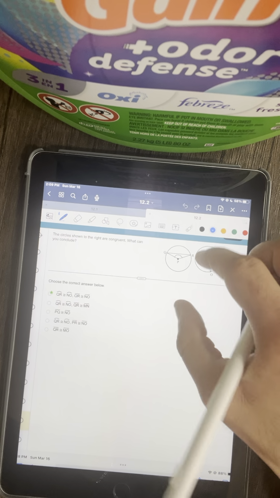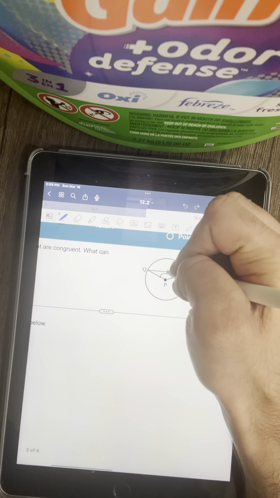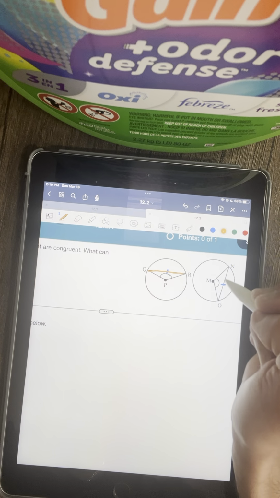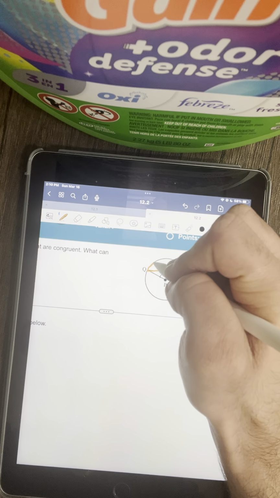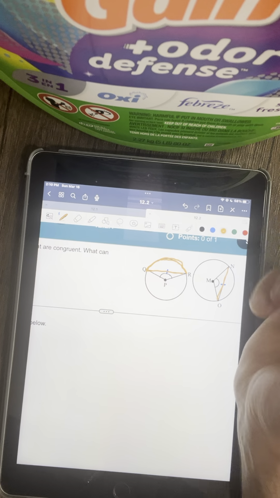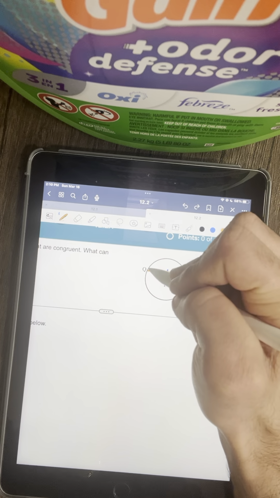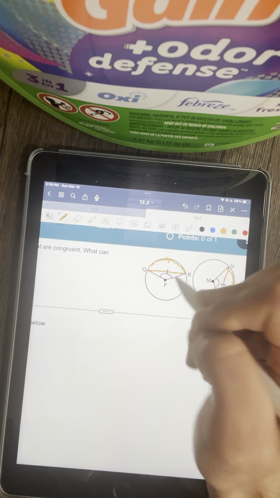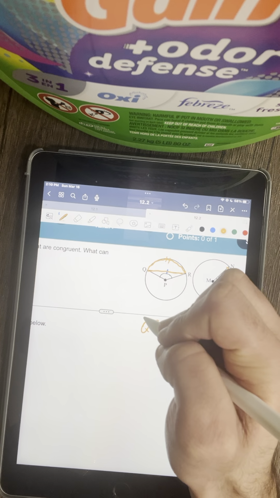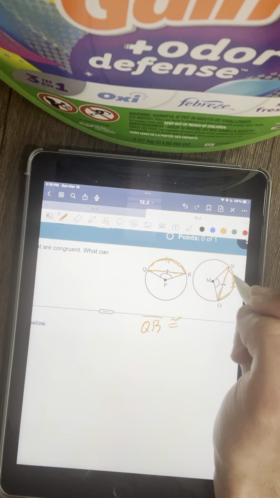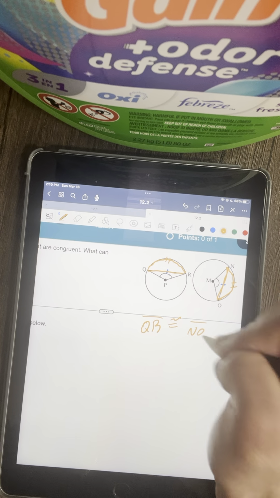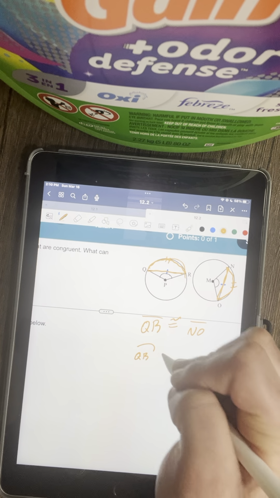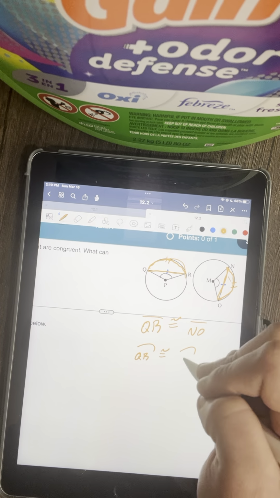That means that this chord QR is congruent to NO. And if this QR is congruent to this NO, then what do I know about its intercepted arc? The intercepted arc, yeah. That means that this is also going to be congruent to this. So I can say that segment QR is congruent to segment NO, as well as arc QR is congruent to arc NO.